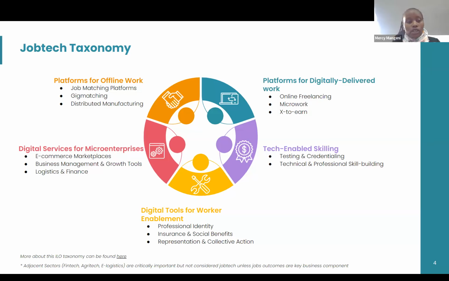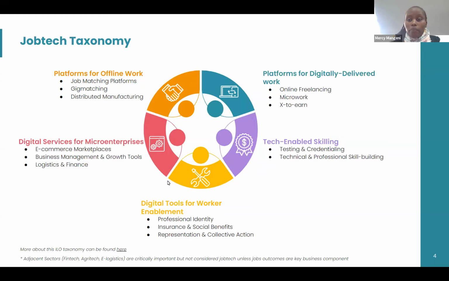Our fourth category within the taxonomy is tech-enabled skilling. Basically, these are edtech platforms that equip people with the opportunity to work. So this could be course-guided or cohort-based learning, on-demand or self-paced learning, and many, many more. And then lastly, we have digital tools for work enablement. So those are the 5 categories within our taxonomy that we are guided by.